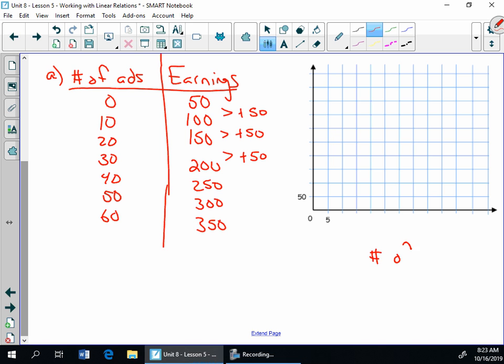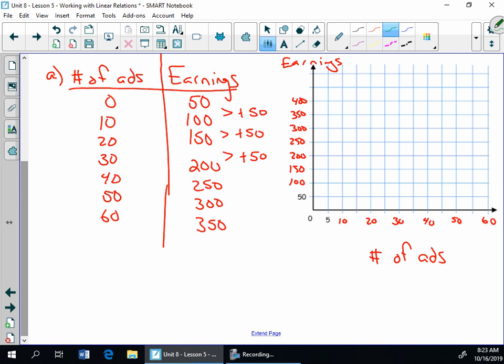Number of ads. They already started the pattern for us. 5, 10, 15, 20, 30, 35, 40, 45, 50, 55, 60, just what they wanted. And up the side, 150, 200, 250, 300, 350, 400, and this is our earnings. Okay, and we have some dots.